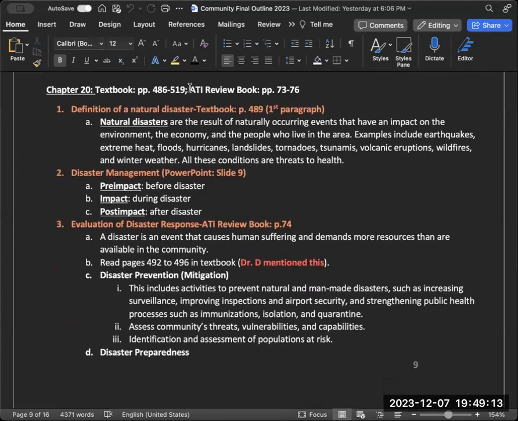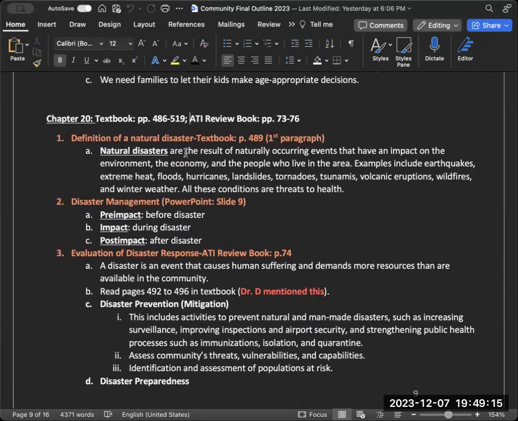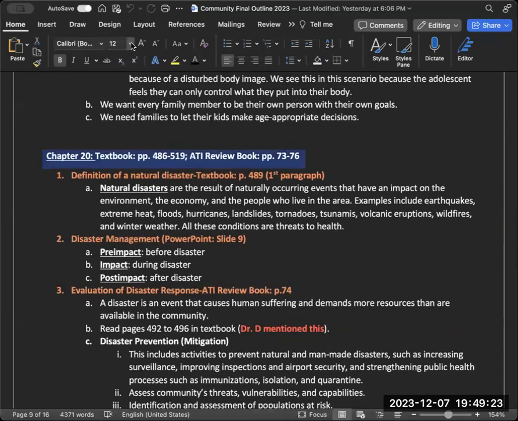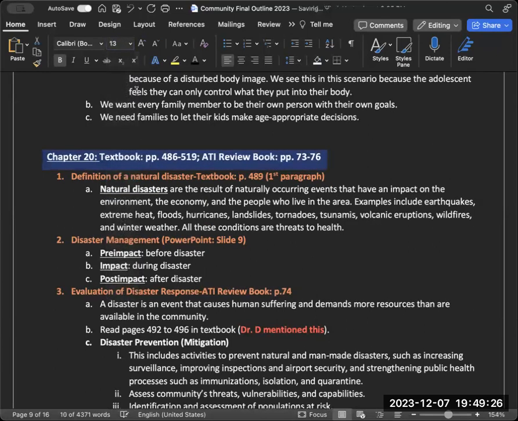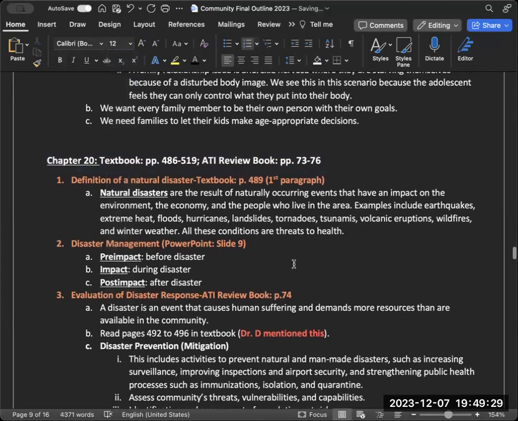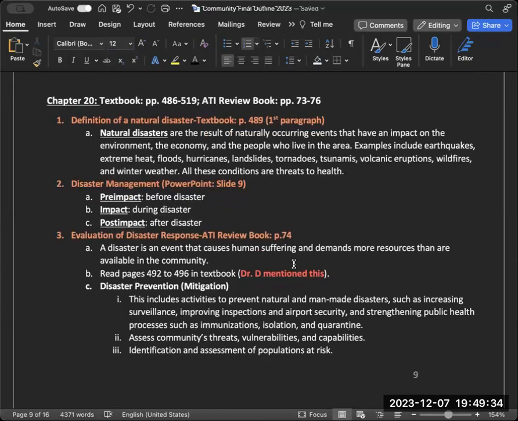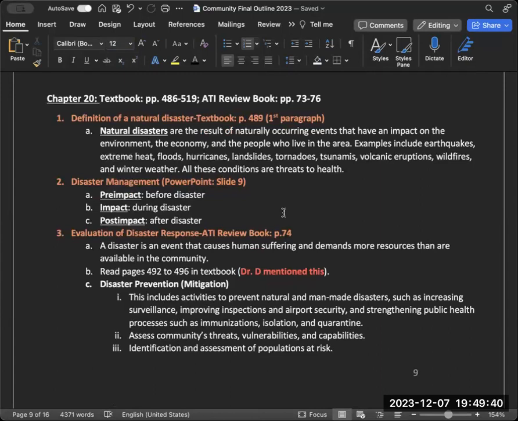The next thing I have is on chapter 20 about disasters. So the first thing she wanted to know was a definition of a natural disaster. Can anybody give me an example of what a natural disaster would be? Earthquakes, tornadoes, volcanic eruptions. Yes. So, natural disasters are a result of naturally occurring events that have an impact on the environment, the economy, and the people who live in the area.